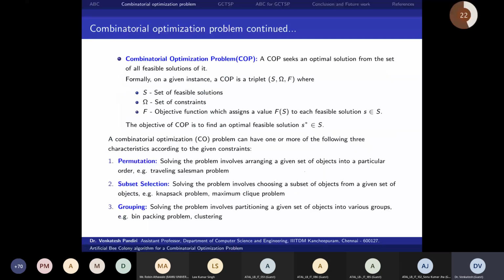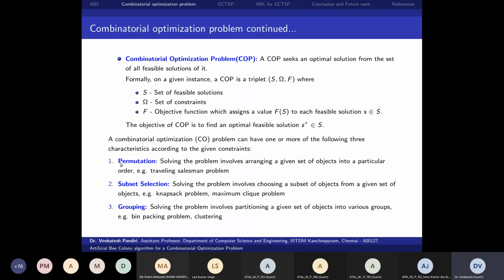So the definition of a combinatorial optimization problem goes like this. This problem can be represented using a triplet like S, omega, and F. S means the set of feasible solutions, omega means the set of constraints, and F is the objective function. Based on the type of problem, they can be further categorized into three characteristics.